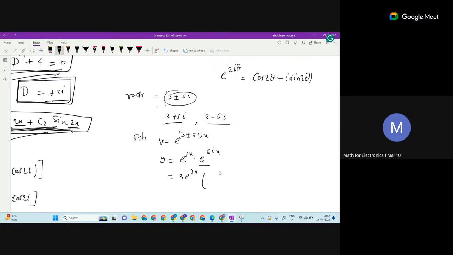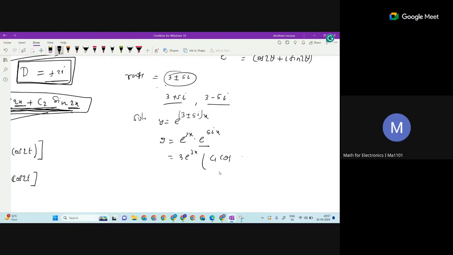Sir, when y is equal to e to the power plus or minus 5i multiplied by x. In the next case, only the plus condition is present, no, sir? What will be the negative condition, sir? Where e to the power 3 minus 5i into x.